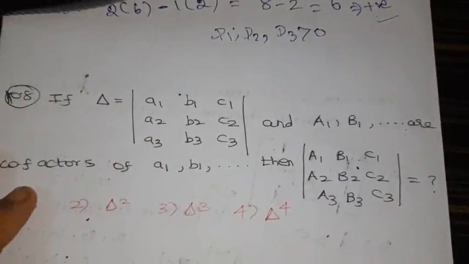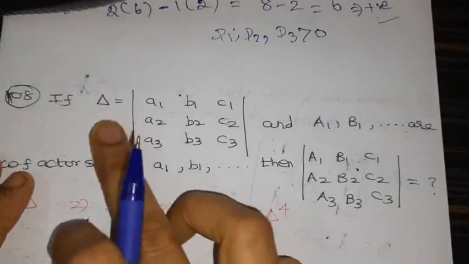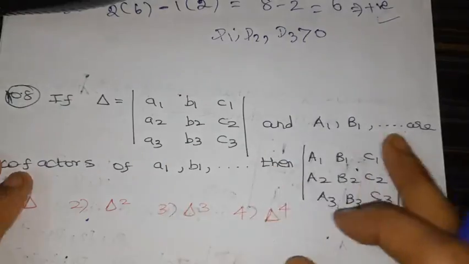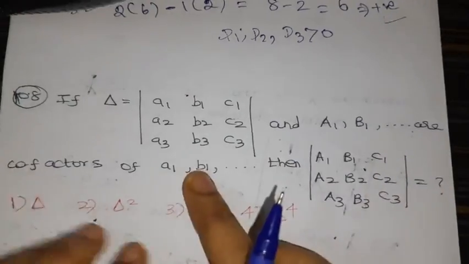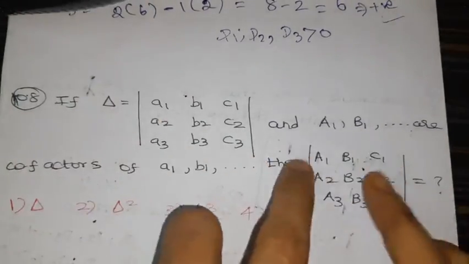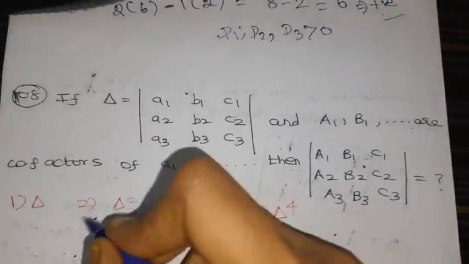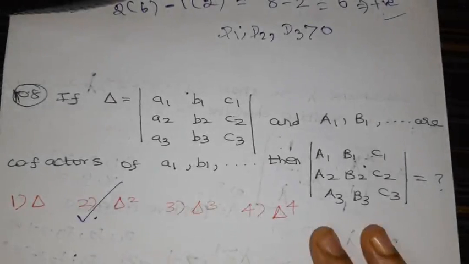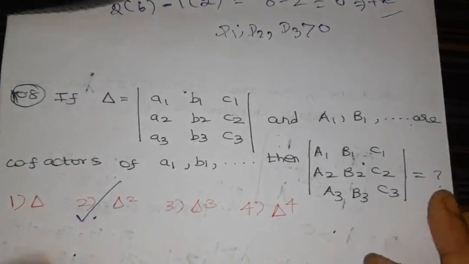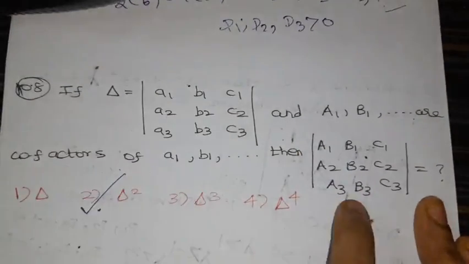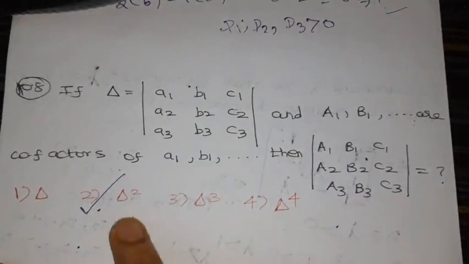So the given quadratic form is positive definite. Now, what is given? If delta equals the determinant with rows a1 b1 c1, a2 b2 c2, a3 b3 c3, and A1, B1 are the cofactors of this, then the determinant of the cofactors is nothing but delta squared. This is also one of the properties of determinants. By the properties of the determinant, the cofactor determinant is delta squared.